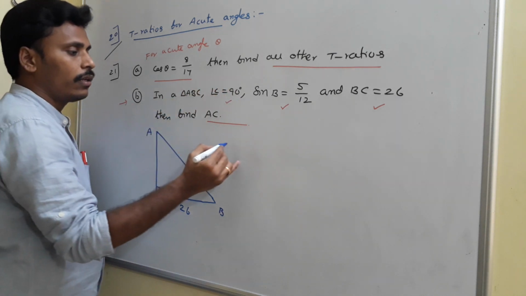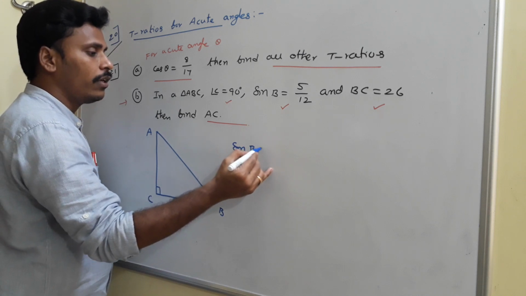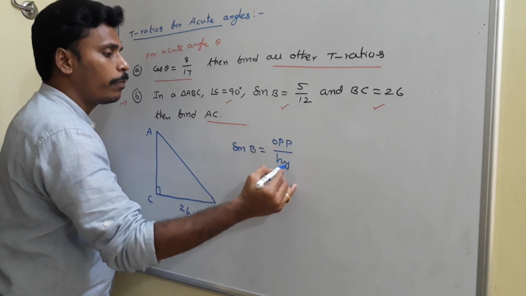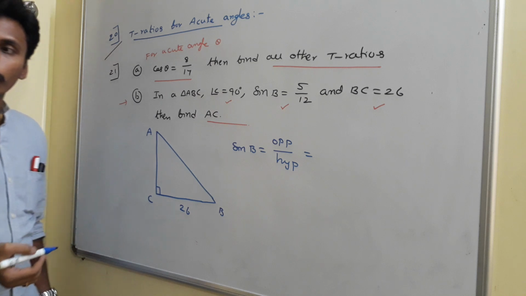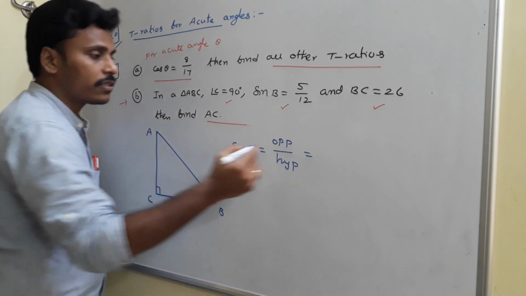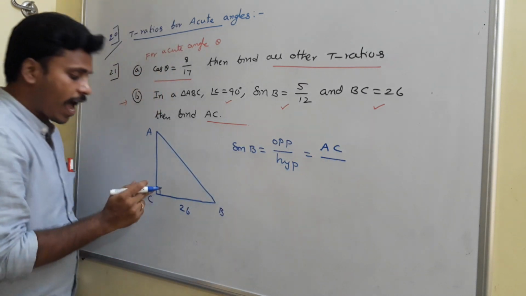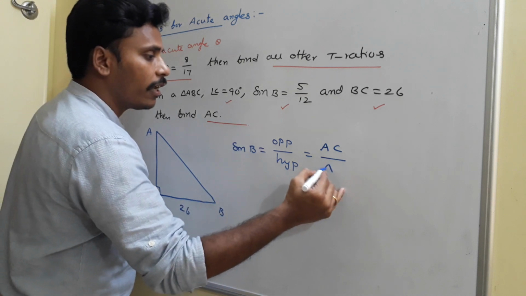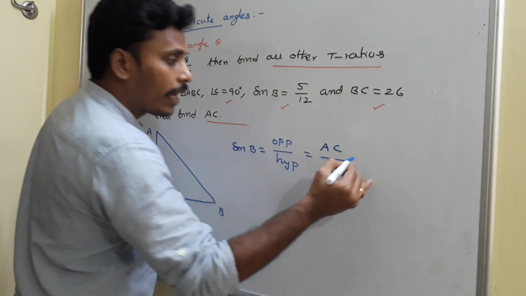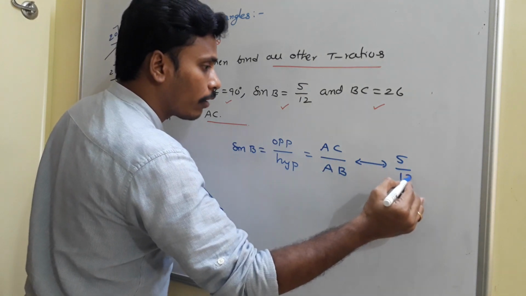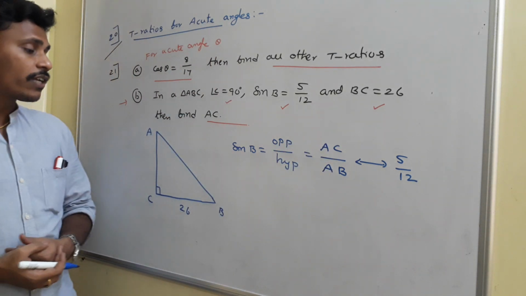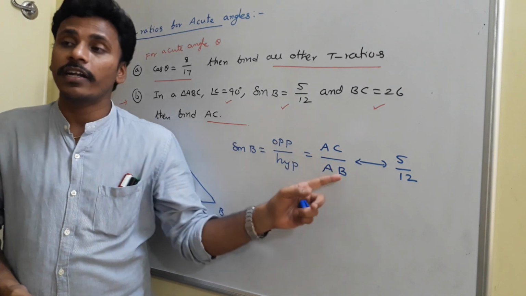In this triangle, what is sine B? Sine B from the triangle is, as per the definition, opposite side divided by the hypotenuse. What is the opposite side of B here? This is B and its opposite side is AC. So AC divided by the hypotenuse, which is opposite to 90 degrees and that is AB. So sine B is equal to AC by AB. But it is given as 5 by 12. I found that AC by AB is equal to 5 by 12.